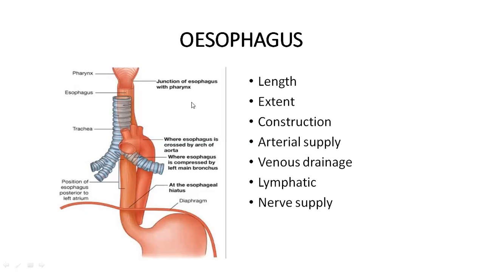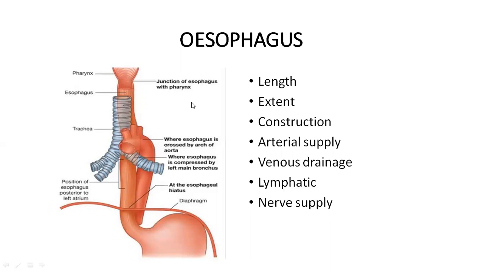Esophagus. So what is the esophagus? It is a muscular tube for the passage of food particles from the pharynx to the stomach. So the location is an extension from the pharynx to the stomach. The length is 25 centimeters. The esophagus is about 25 centimeters in length.